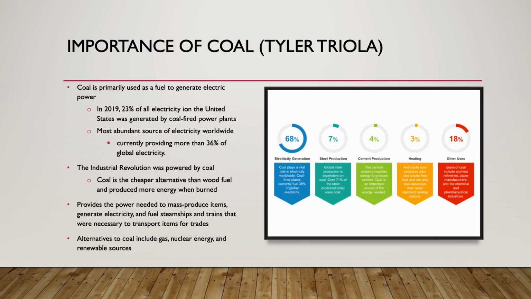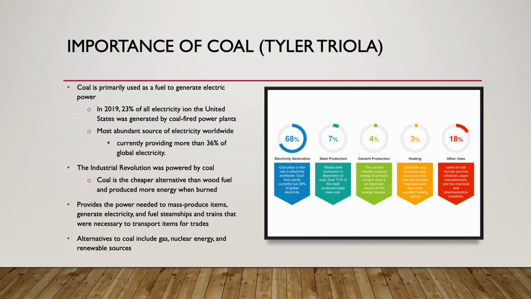I'm going to talk about the importance of coal. My name's Tyler Triola. So, to start off, primarily coal is used to fuel electric power. As you can see in the graph I've shown, 68% of coal use is electricity. And just a basic stat, in 2019, a study was done showing 23% of all electricity in the United States was generated by coal-fired power plants. And now worldwide, it's about 36% of electricity. So coal is very important. Over a third of electricity used is by coal power, so it's very important for the entire economy and the world in general.